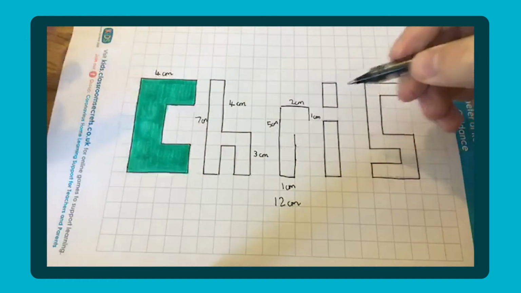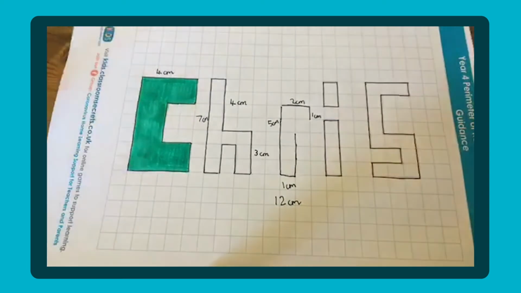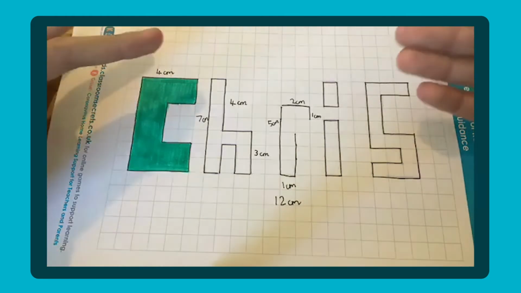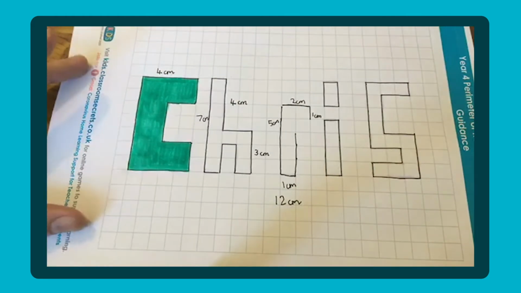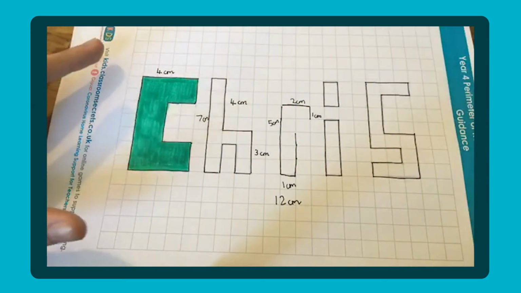So it does take a bit of thinking about. That line should come down here and then into there to make it 12. But it's a really good problem solving one as well, especially if you use the grid. It's more free if you use the ruler on a blank piece of paper.